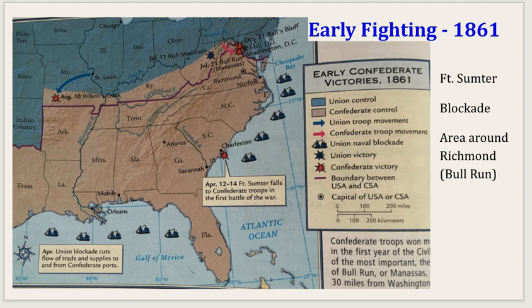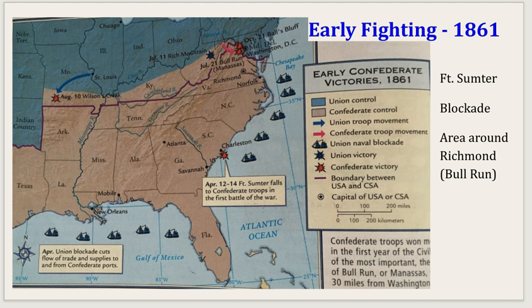So the early fighting, of course, was in 1861. We know about Fort Sumter here in the harbor of Charleston, right? We see the blockade beginning to be set up in 1861, but not yet solid. And then there are many skirmishes after Fort Sumter. It's going to be another few months, though, until July of 1861 before the next real major battle. This was the first Battle of Bull Run, or First Manassas.